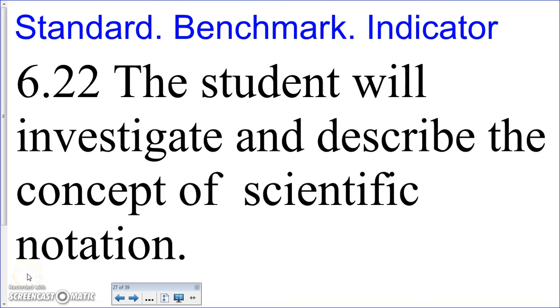Today we will be looking at scientific notation. Please copy the standard benchmark indicator on a clean page in your math notebook. The student will investigate and describe the concept of scientific notation.